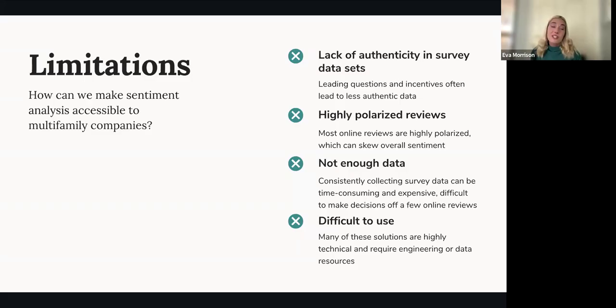Also, a lot of the tools that exist are very technical. Big multifamily companies who have robust data teams, data scientists on hand, can leverage these more advanced tools. But many of the AI solutions that exist aren't accessible to regular teams. We want property managers and leasing teams to be able to go in, ask very simple questions, and get these insights really easily, without the need for engineers or technical folks to help get them to those insights.